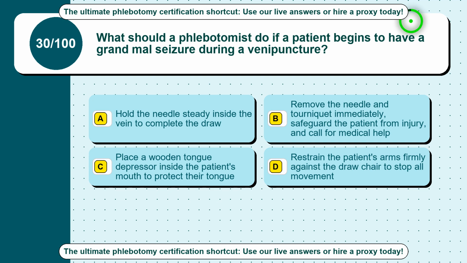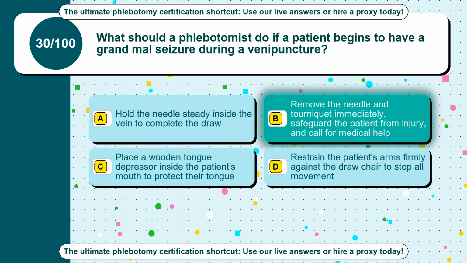Question 30. What should a phlebotomist do if a patient begins to have a grand mal seizure during a venipuncture? Option A, hold the needle steady inside the vein to complete the draw. Option B, remove the needle and tourniquet immediately, safeguard the patient from injury, and call for medical help. Option C, place a wooden tongue depressor inside the patient's mouth to protect their tongue. Option D, restrain the patient's arms firmly against the drawer chair to stop all movement.